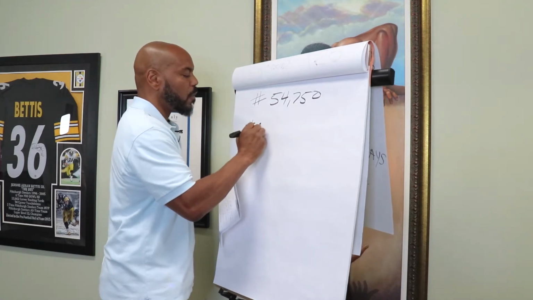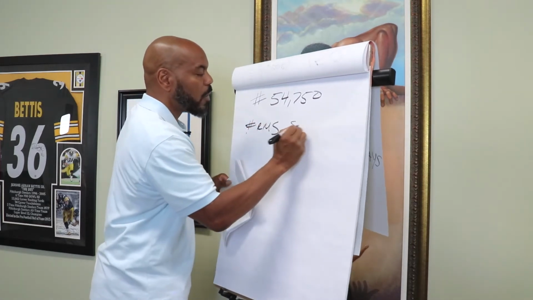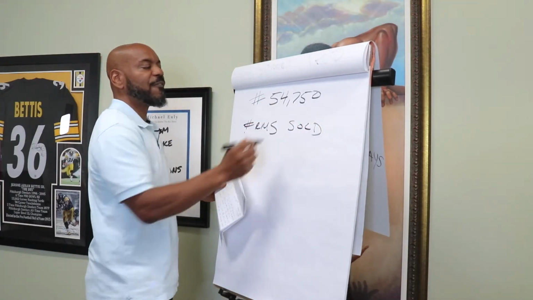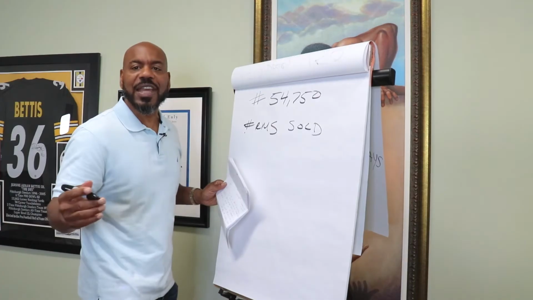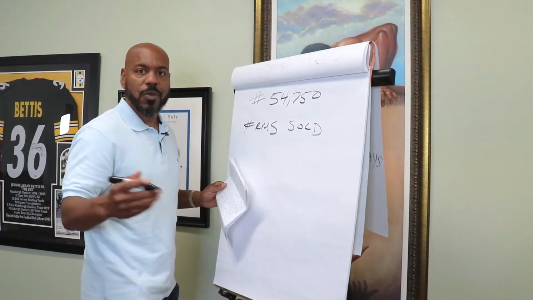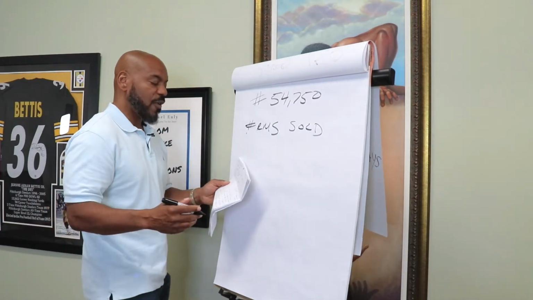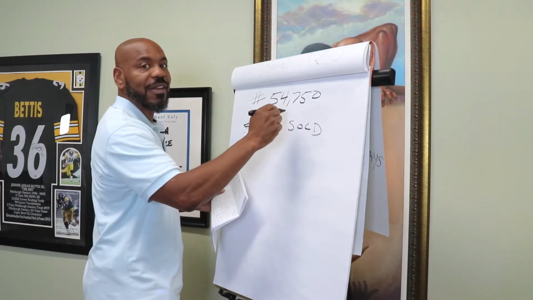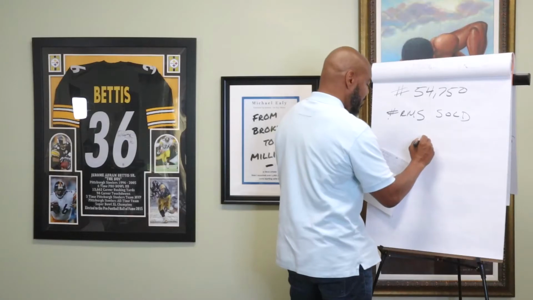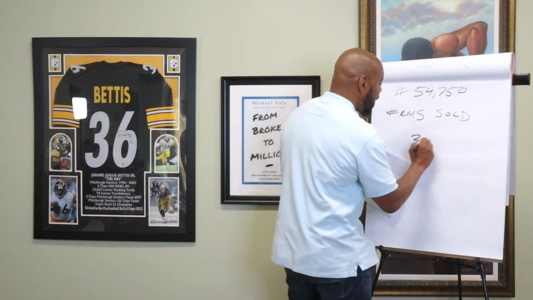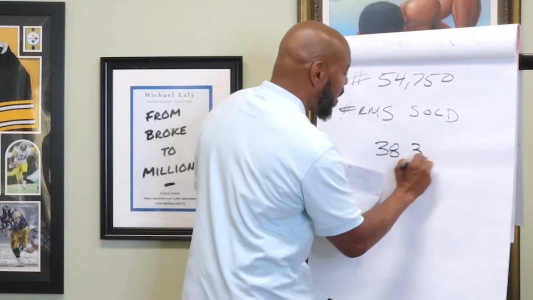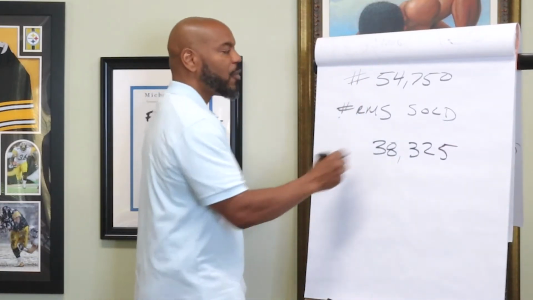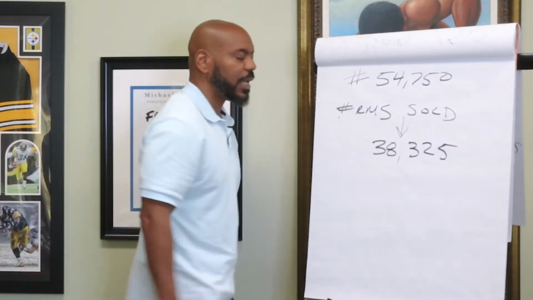Number of rooms sold. So then you will take 54,750 times 70% occupancy. Remember that? Because that's our total number. So what that means is 54,750 times 70% occupancy comes out to be 38,325. That's the number of rooms sold in a year.